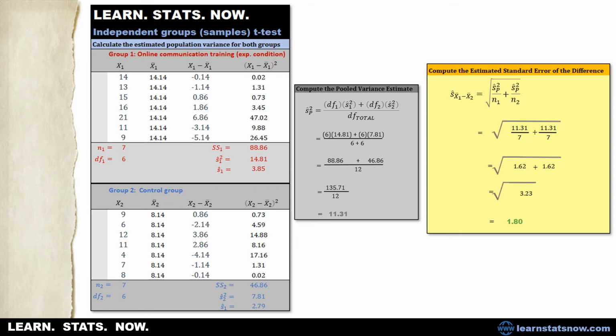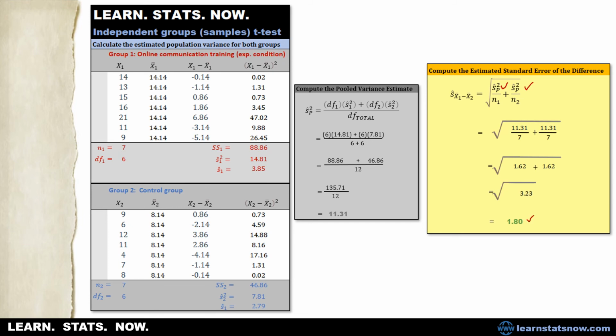All right, so once we've computed the pooled variance estimate, the next step is going to be to compute the estimated standard error of the difference. And of course, it's the difference of independent means. Now, the good news is we've already done the pooled variance estimates, and that's entered here. So that's going to be 11.31 over 7 plus 11.31 over 7. We're going to take the square root of that, and that's going to all work out to 1.80.